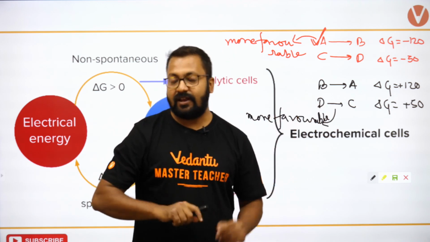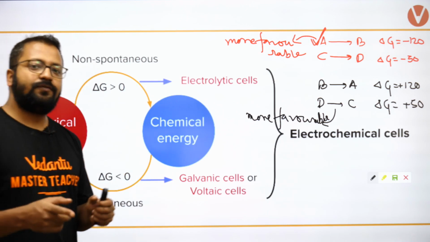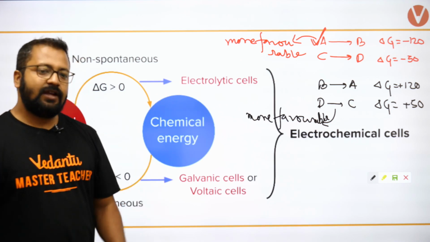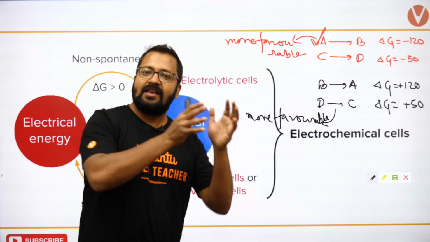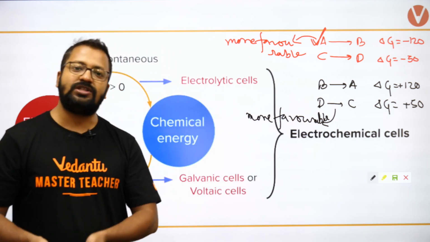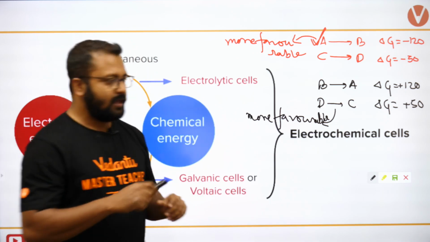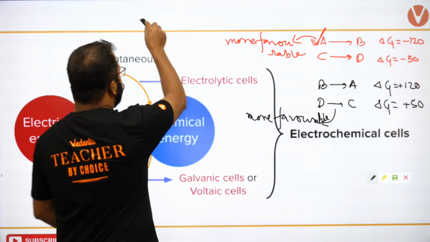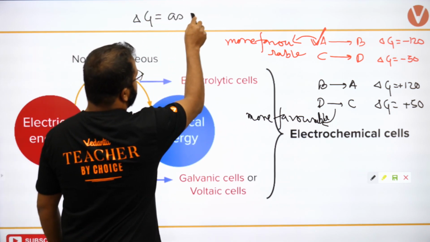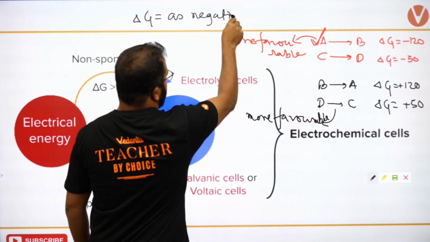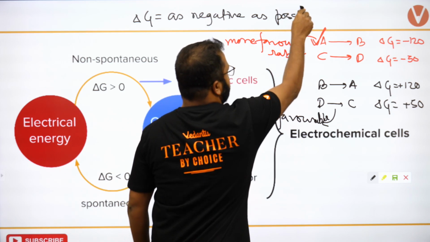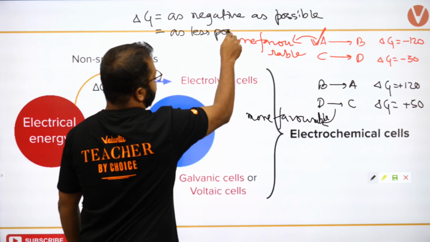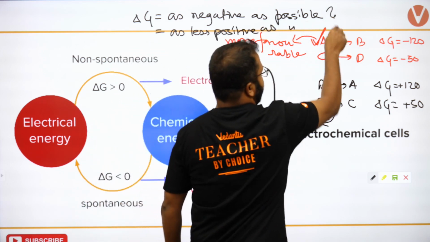So this is a very important idea. आगे चल के फ्यूचर में आपको इस चैप्टर में ये चीज बहुत इंपॉर्टेंट आपको हेल्प करने वाली है. Always try to have delta G to be as negative as possible. और if it is positive, तो जितना कम पॉजिटिव होगा उतना फायदा रहेगा आपका. Try to remember this. Delta G should be as negative as possible, or as less positive as possible for favorable.